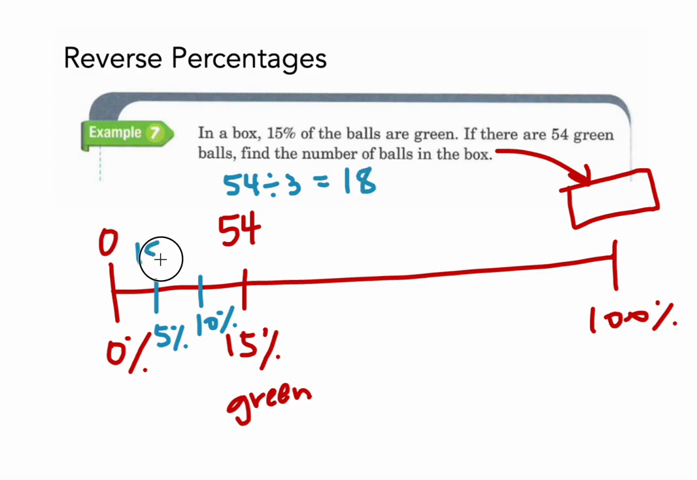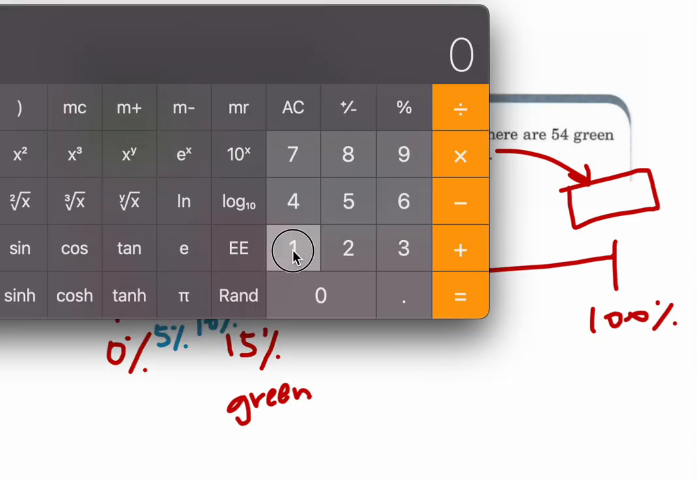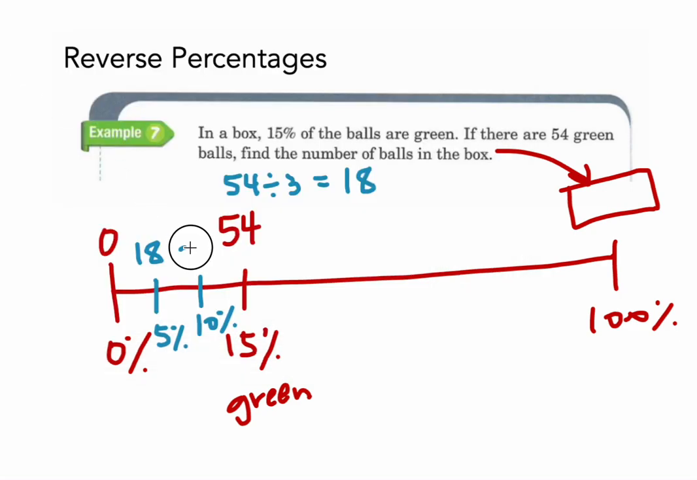So that means each of these is 18. So you're counting up by fives for your percents, 5, 10, 15%. And over here, you're counting by 18s. So 18 plus another 18 is 36, plus another 18 would be 54. So 18, 36, 54.